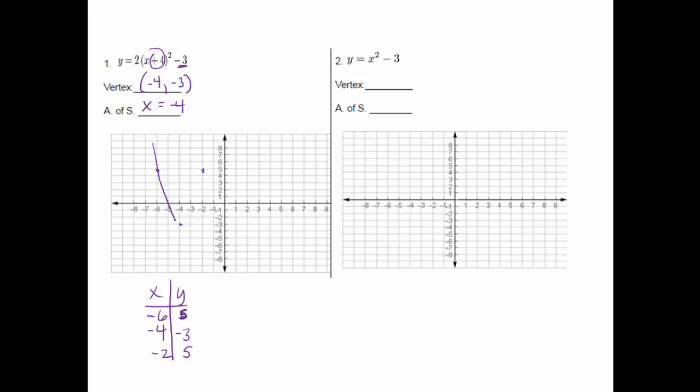And then we're going to draw a nice smooth parabola. No V's on this one. And make sure you draw your arrows. And one thing that I would want to check, this number in front is positive, which means my parabola should be opening up, which it is.